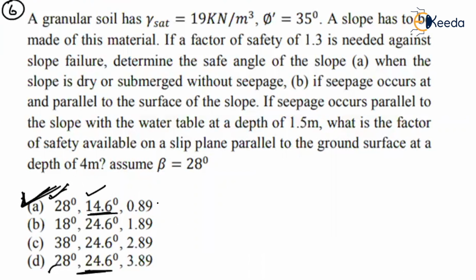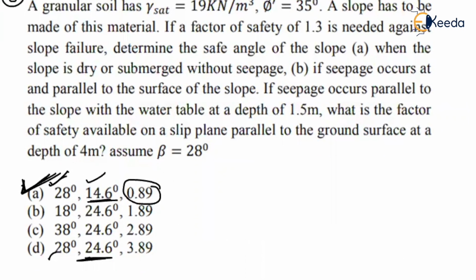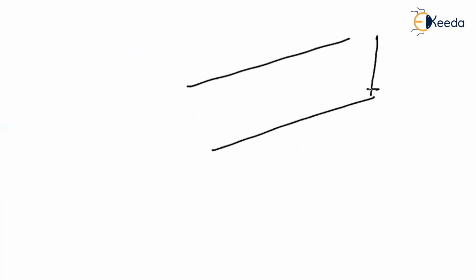So what about the remaining term, 0.89? How can you find out? So let me draw the diagram here once. You have to find the factor of safety when your ground surface is at a depth of 4 meter. Where is your water table? Your water table is at a level of 1.5 meter below the surface. So this is where the water table level is.